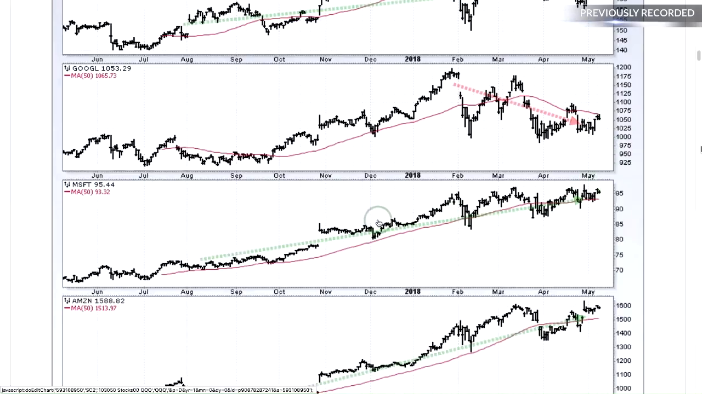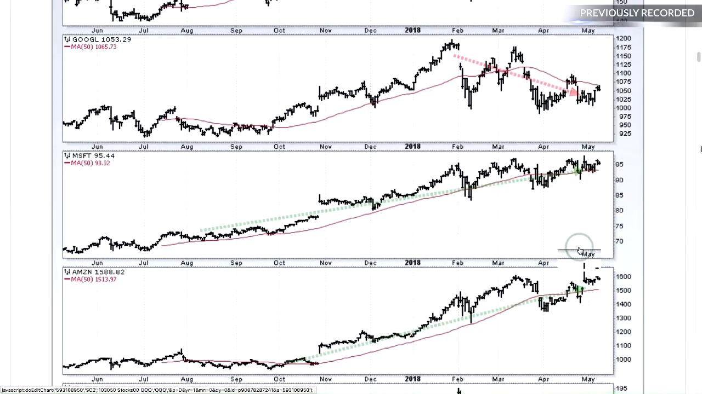Microsoft, on the other hand, has got a nice, steady, boring uptrend. Maybe it is the most boring of the big technology stocks. You think Windows, you think Office. Yeah, there I go with that narrative. Better stop. But it's just a nice, steady uptrend with new highs. So this is a solid stock.